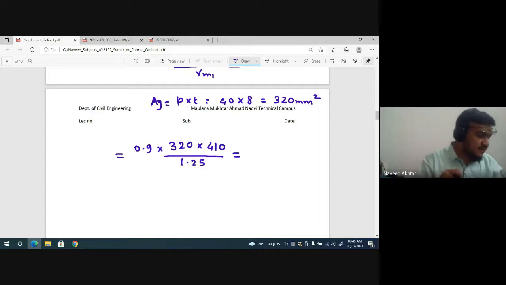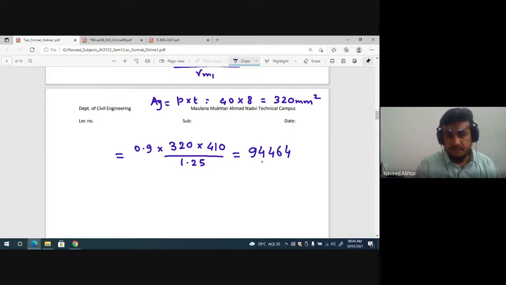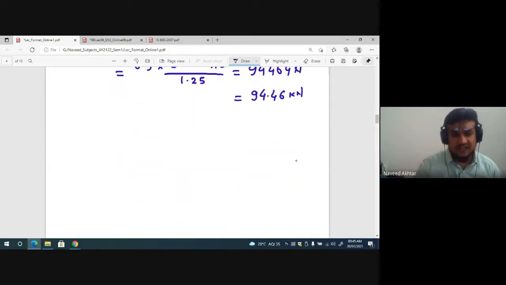So you will get the strength of the unbolted plate as 0.9 into 320 into 410 divided by 1.25. It is nothing but 94.64 Newton. If you write in kilonewton, that is 94.46 kilonewton. Okay. Now the last part of our example, we have to find out the efficiency.